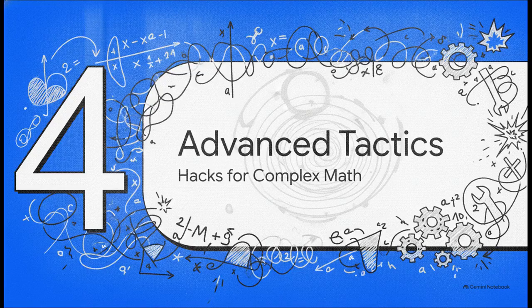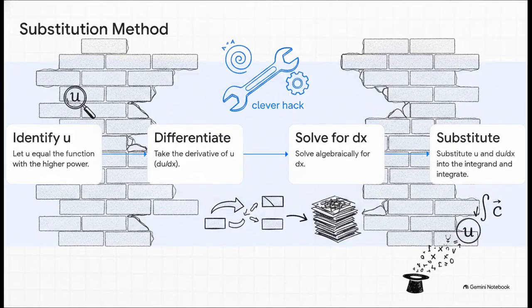Section 4. Advanced Integration Tactics. Clever hacks for complex math. But what happens when our basic toolkit completely fails against a complicated product or quotient of two functions? Because let's face it, the real world rarely gives us perfectly simple equations.